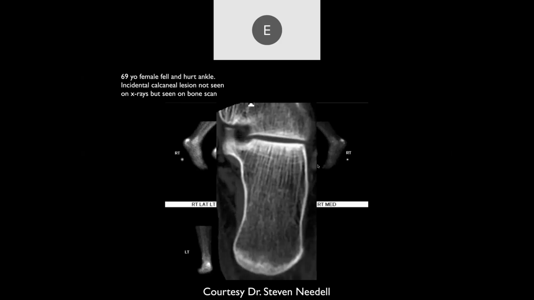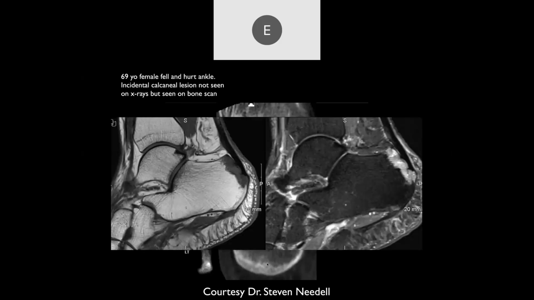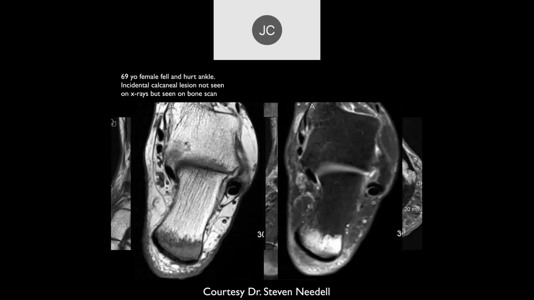On a CT, here's some sclerosis there in the posterior calcaneus. And here's the MR. Yeah, there's edema there at the insertion. I don't know if that's sclerosis. This is probably all granulation tissue, chronic traction type injury. And I think this is all granulation tissue here due to traction injury of that bone.